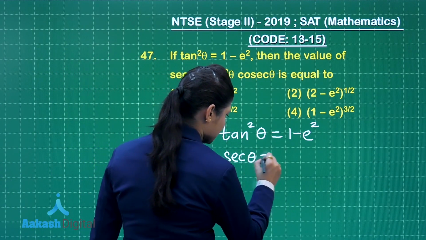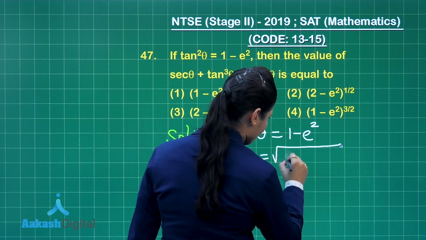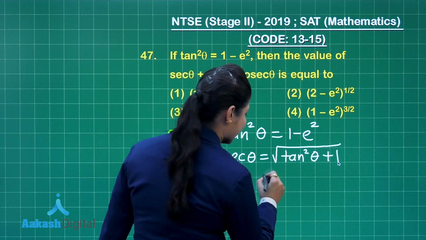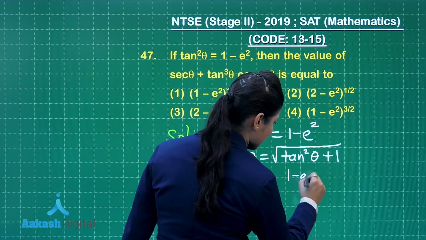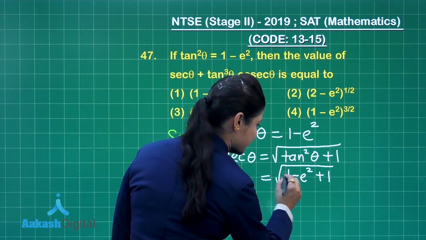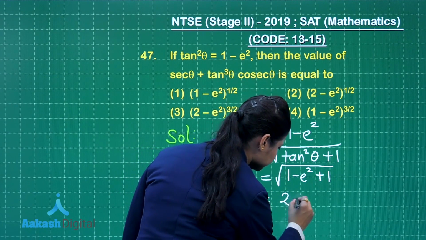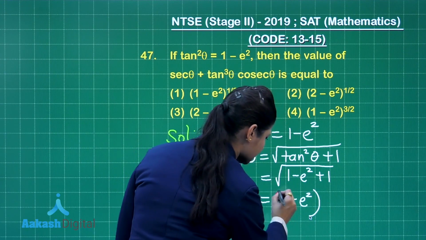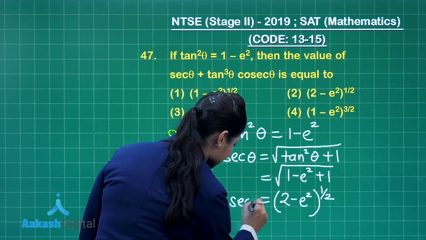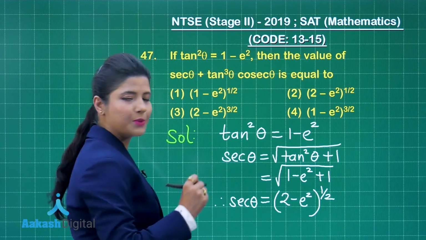If tan square theta is 1 minus e square, using that you can definitely obtain the value of sec theta. This is given by the square root of tan square theta plus 1, and tan square theta is 1 minus e square. So, it will be 1 minus e square plus 1, that is 2 minus e square, and square root of that means 2 minus e square raised to the power 1 upon 2. So, this is the value of sec theta according to the given value of tan square theta.